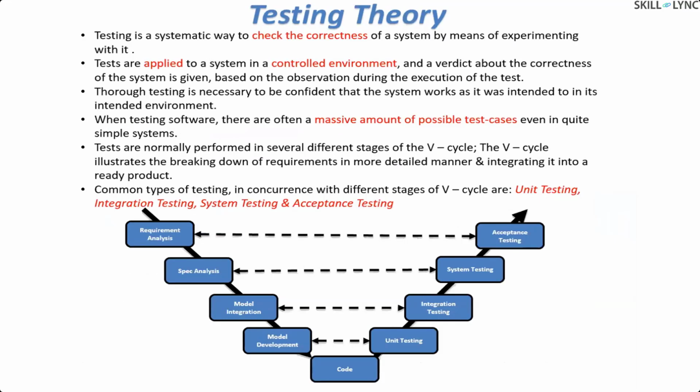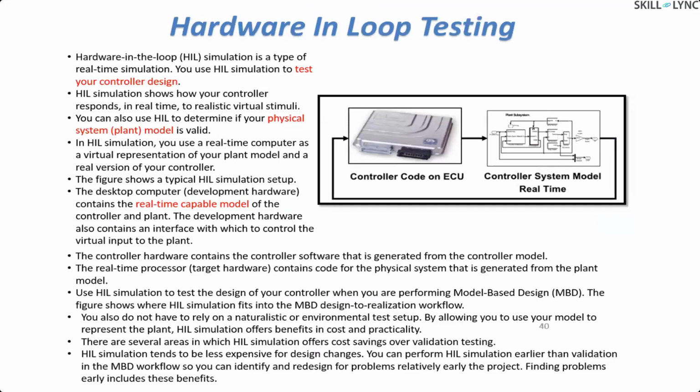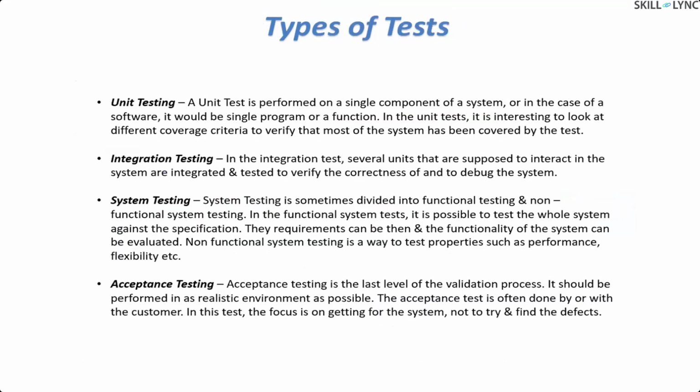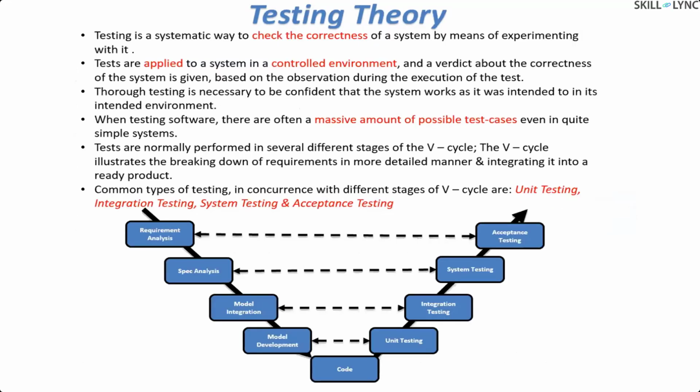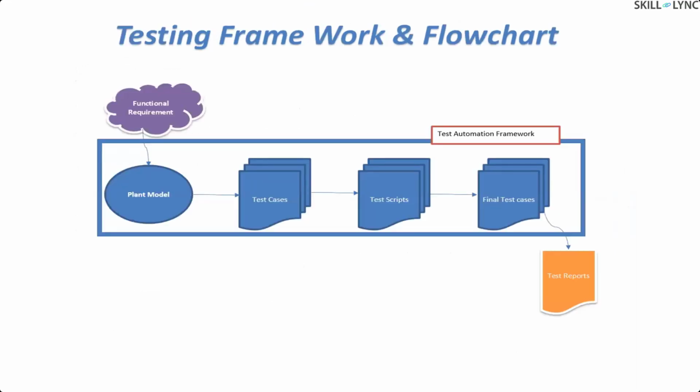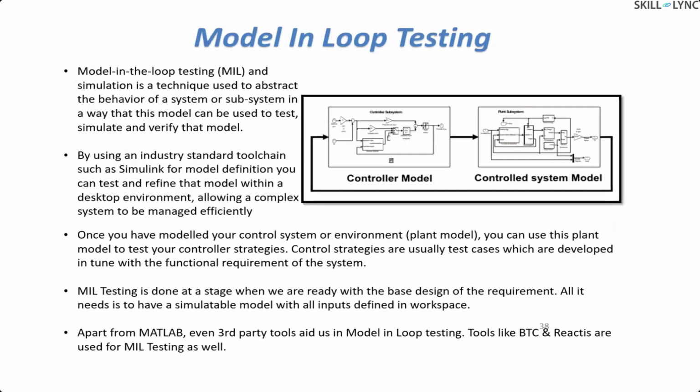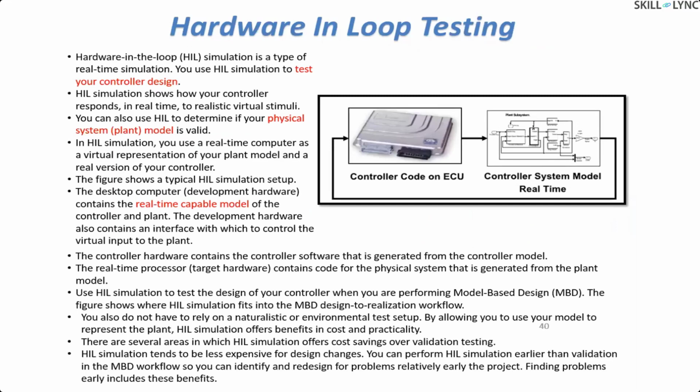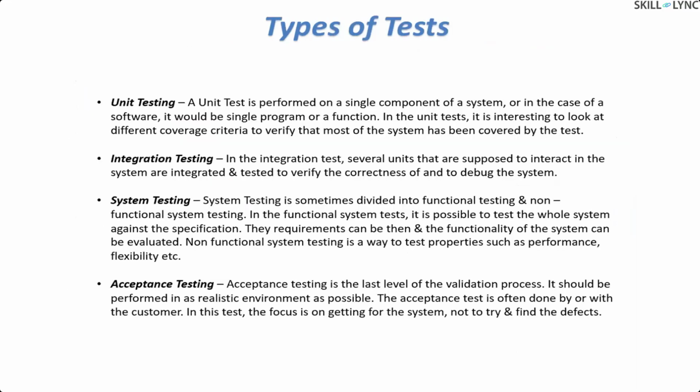So anyone who is taking up model in loop or software in loop testing needs to be aware of what unit testing, integration testing, system testing, and acceptance testing are. So MIL, SIL, and HIL are different testing techniques, and unit testing, integration testing, system testing, and acceptance testing are different ways of testing.